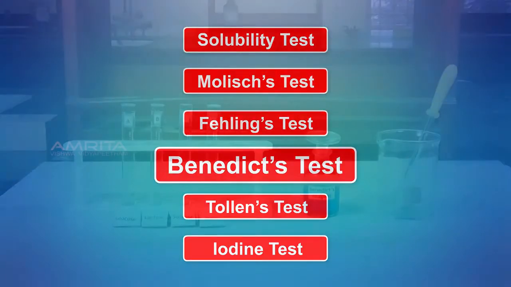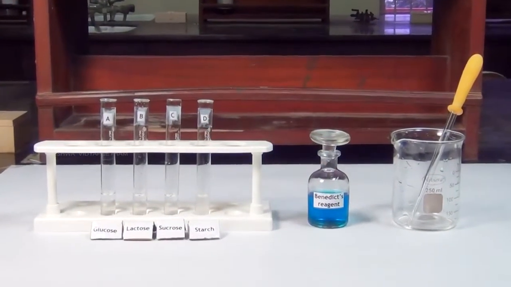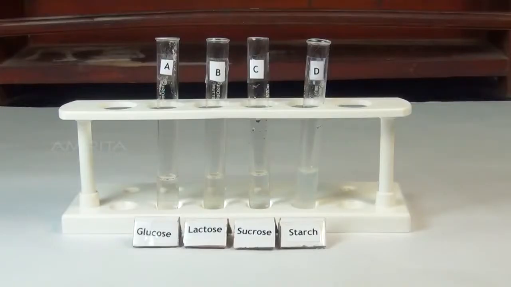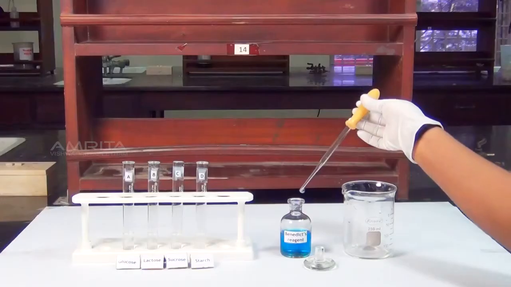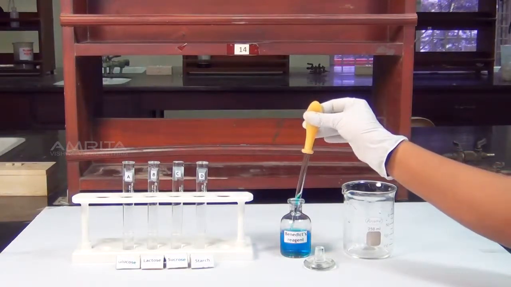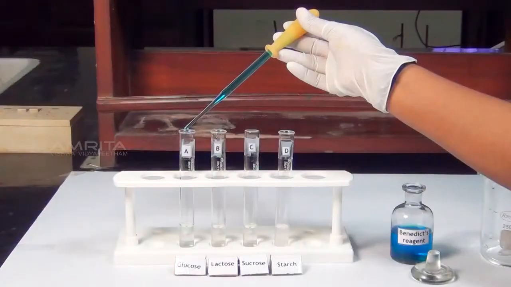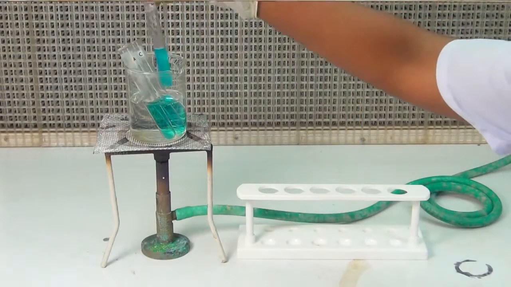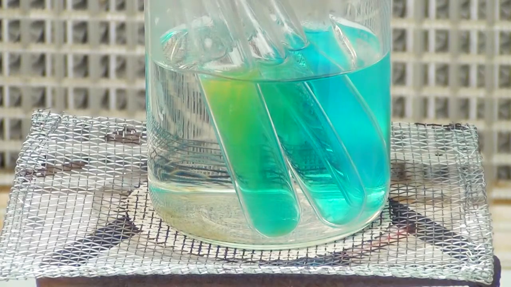Benedict's test. Take a small quantity of aqueous solutions of glucose, lactose, sucrose and suspension of starch in 4 test tubes A, B, C and D respectively. Using a dropper, add a small quantity of Benedict's reagent into the test tubes A, B, C and D. Heat the test tubes in a boiling water bath for some time.